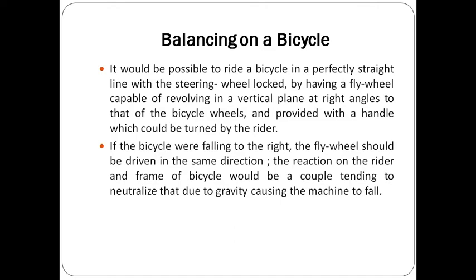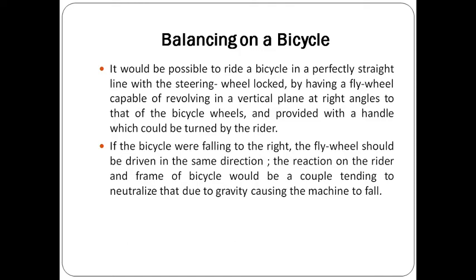It would be possible to ride a bicycle in a perfectly straight line with the steering wheel locked by having a flywheel capable of revolving in a vertical plane at right angles to that of the bicycle wheels, and provided with a handle which could be turned by the rider. Like we saw in one of the videos, when the steering is locked, the cycle falls very quickly. So to overcome this effect, if you want to move with a locked steering wheel, we have to add a flywheel.